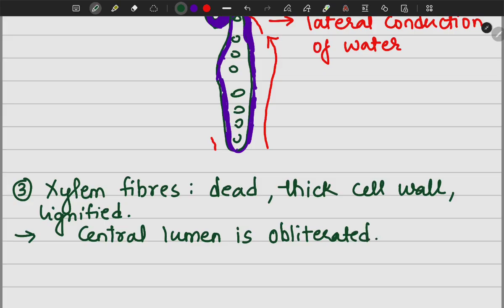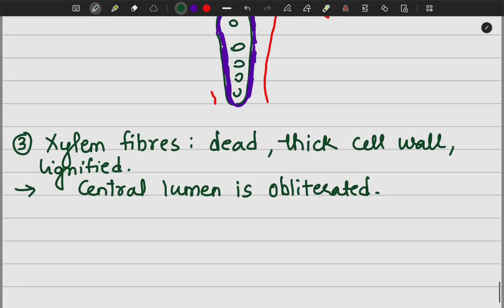Central lumen is obliterated means there is no central lumen, or the central lumen we can say is absent, because the walls are very thick and lignified. So we will rarely find any central lumen, and the xylem fibers can be septate or aseptate.